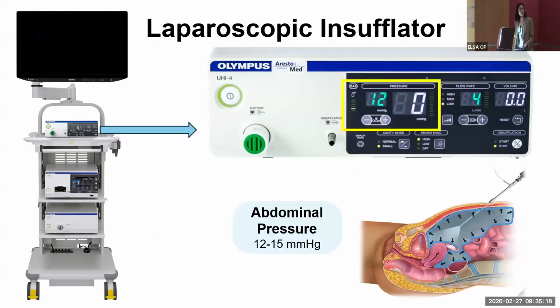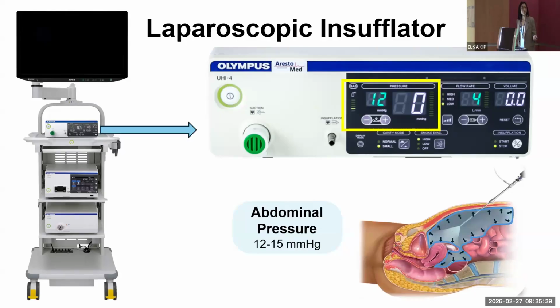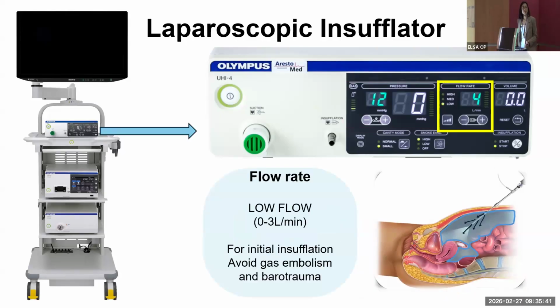Okay, now we go to the insufflator. So the insufflator has several functions as well. Of course, it's what's going to insufflate the operative field. So here we have the pressure. The usual pressure we use during the operation is around 12 to 15. This is the pressure that opens up the abdominal wall here. The flow rate is the flow at which the air is coming into the abdomen.